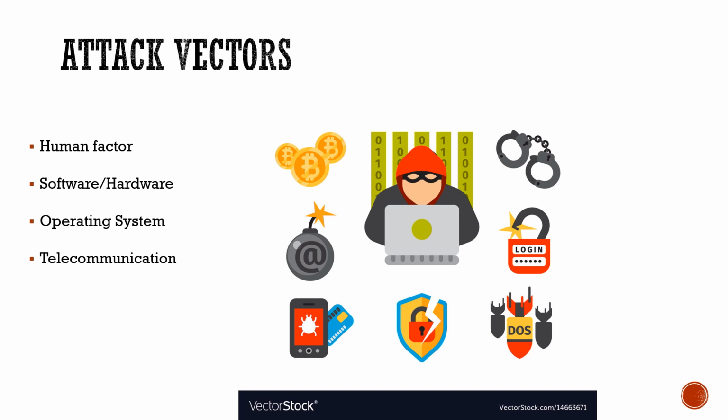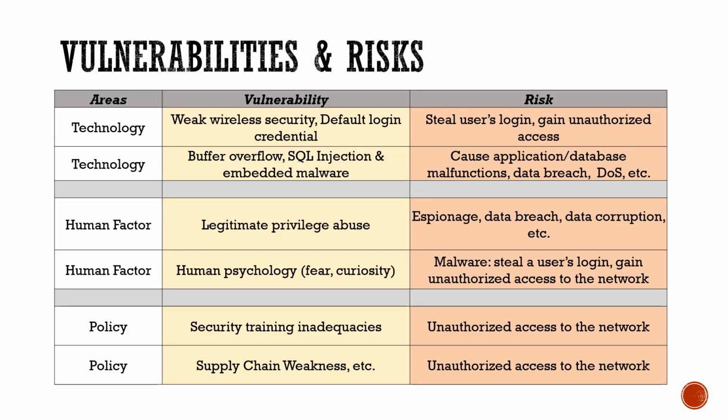Operating systems: an attacker can obtain default login credentials, log in, and gain unauthorized access to the network, often with root or administrative privileges. And telecommunication attack vectors: an example would be an attacker obtaining a user's login credentials, something like a man in the middle, for example, and gaining unauthorized access to the network. We categorize weaknesses in the 5i Nation team security into human factor, technology, and policy.